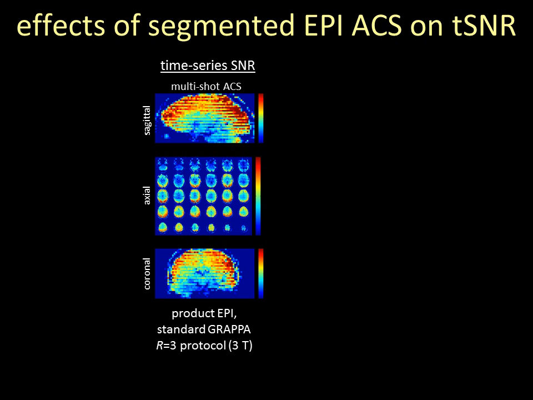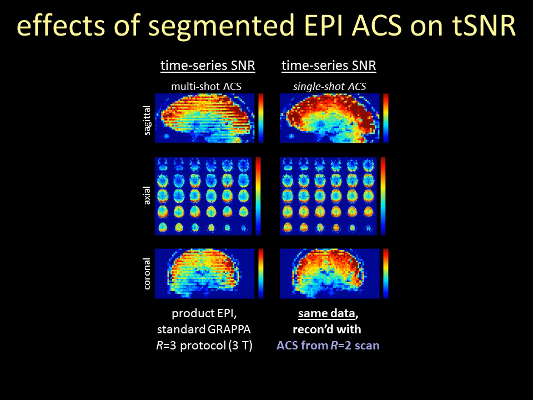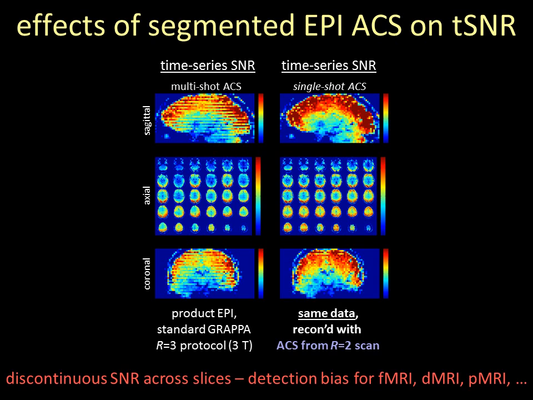Here's an example of a time series SNR map acquired from R=3 accelerated EPI data, reconstructed using GRAPPA with conventional multishot EPI as ACS data. We noticed a conspicuous discontinuity of TSNR across slices when using segmented EPI as ACS. This discontinuity could be removed if we reconstructed the same data with single-shot EPI ACS, which has its own problems that I'll talk about in a few slides, but this tells us that segmented EPI ACS causes non-uniform TSNR, which constitutes a detection bias for studies using EPI such as functional, diffusion or perfusion MRI.